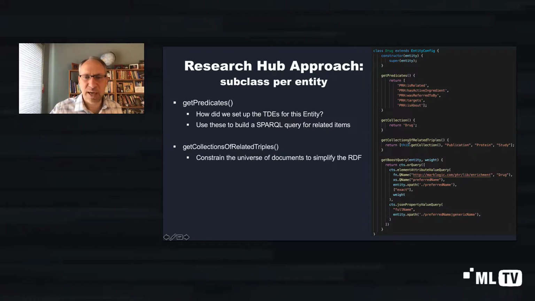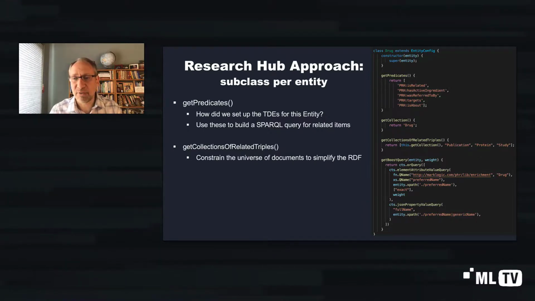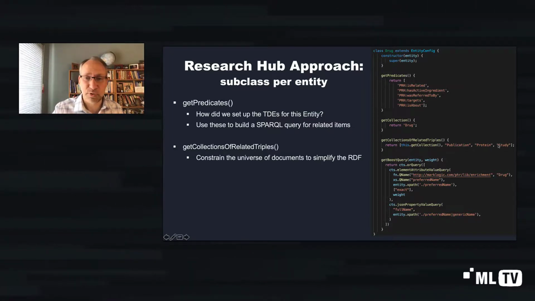We also have this set of collections. So remember I said that because the triples are on documents, you can constrain things and get a minimal set of data to drive your universe of triples. This is what does that. These are the places to look for triples that are relevant to drugs. Publications, proteins, and studies all reference drugs, so that's where you want to look for the drug relationship triples.